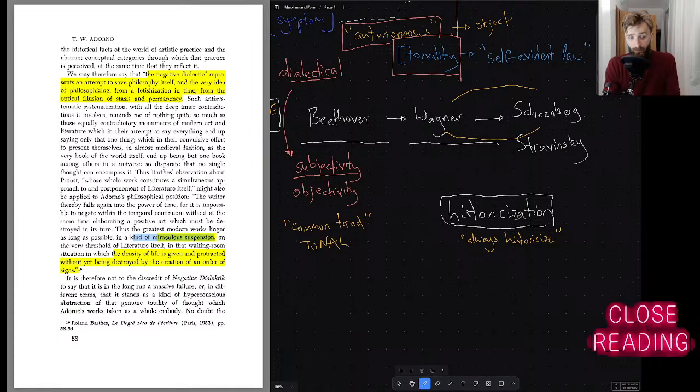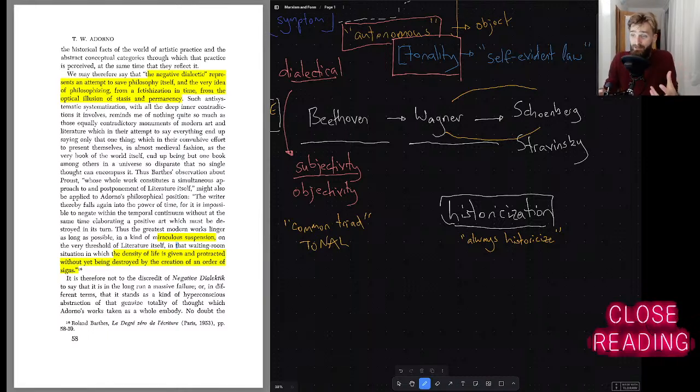So we could interpret this idea of miraculous suspension in this kind of way as well. Adorno's work is a failure because it can only ever, by virtue of it employing or demonstrating the dialectical method, exist as a kind of waiting room situation in which the density of life is given and protracted without yet being destroyed by the creation of an order of signs.